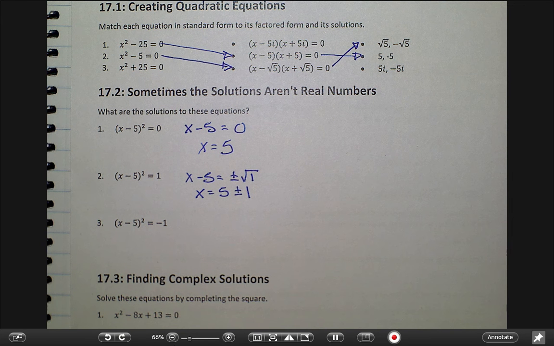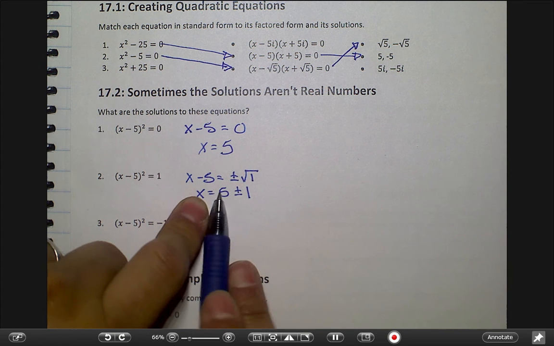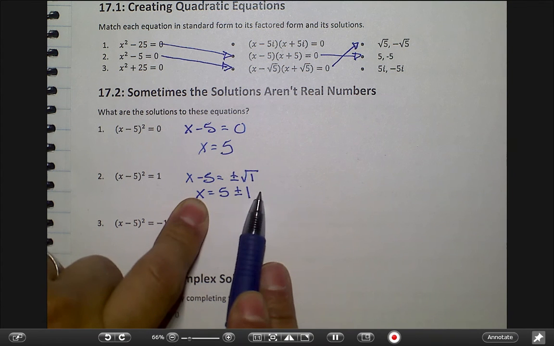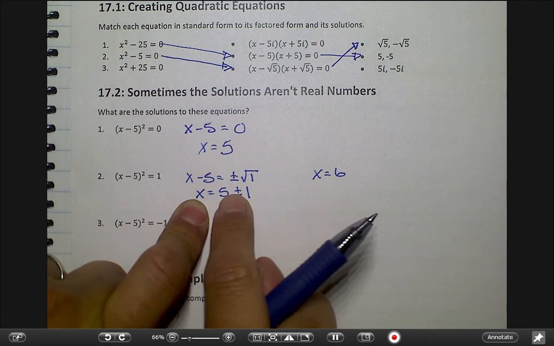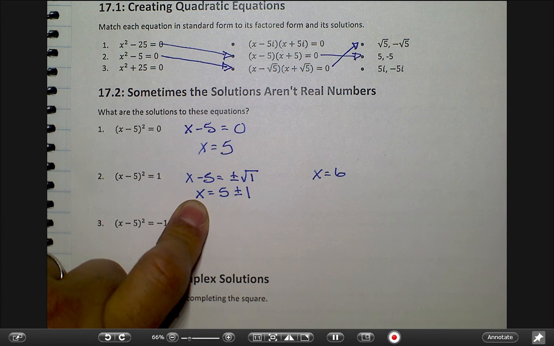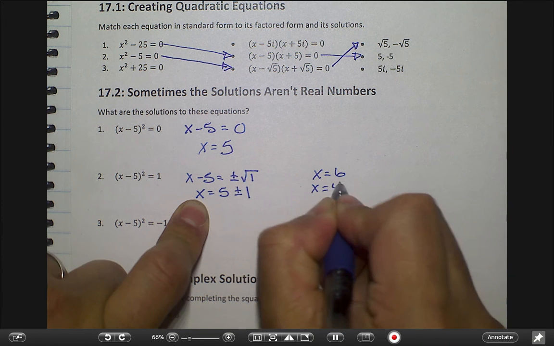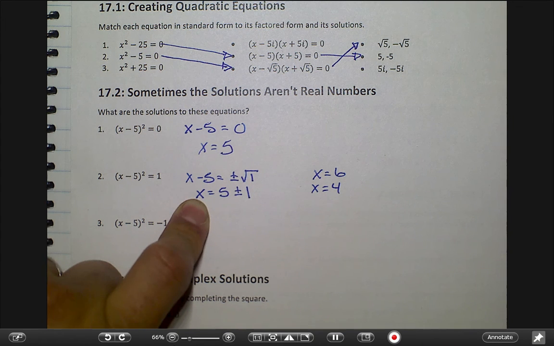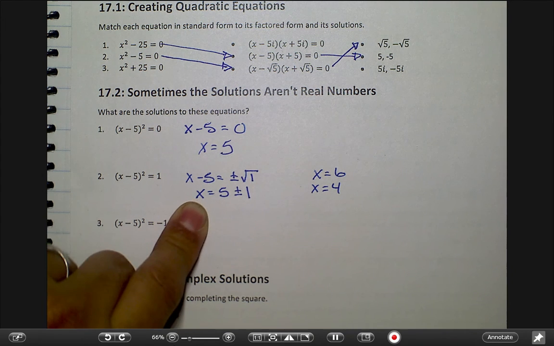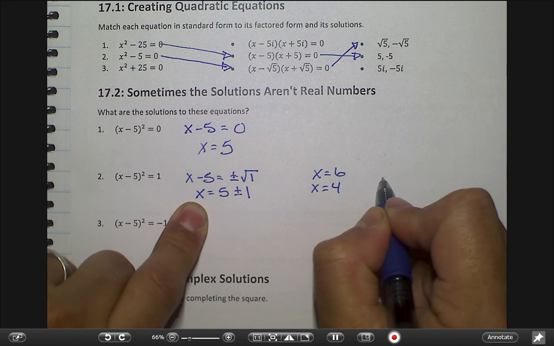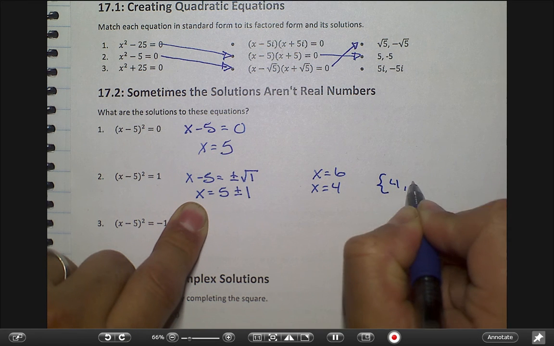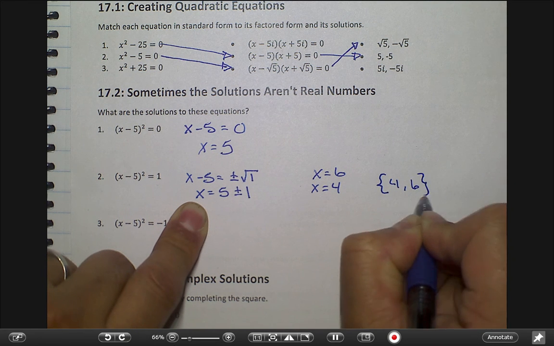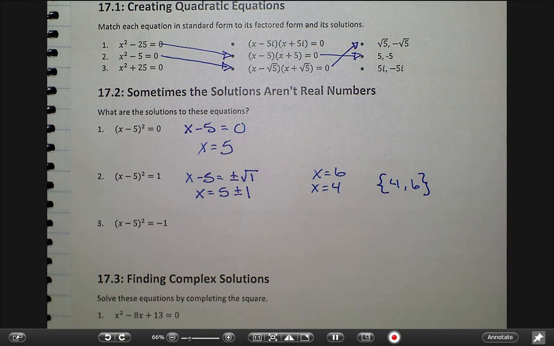Okay, so now what are my two solutions for this going to be? It's going to be 5 plus 1, which is, and it's going to be 5 minus 1, which is, there's my two solutions. And do you guys remember about the solution set? The weird braces? So it's going to be 4, 6. There's my solution set.